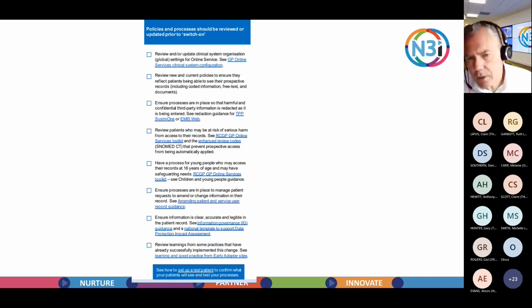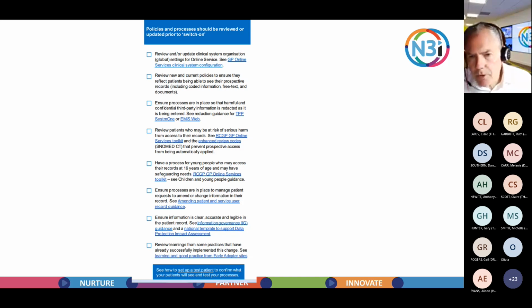This is the bit that I suspect you should all have done already: reviewing patients who may be at risk of serious harm by having access to their records. There's a toolkit there from the Royal College of GPs, and then it's about running certain reports that you can run, and then you can apply these codes, the SNOMED codes, which will prevent access being applied to certain patients, depending on their clinical need. I think when you run these reports.